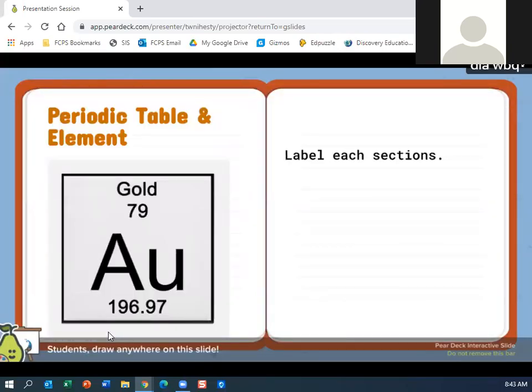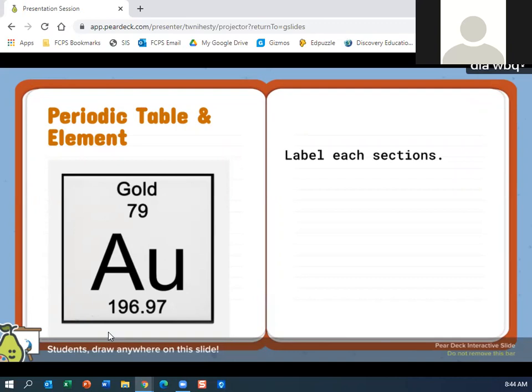Now for the following question, I want you guys to label it on your screen and tell me what each of those represents. You don't have to represent the gold and the AU because that's kind of simple. Just tell me what those numbers are. So remember what I told you about decimals and whole numbers. Mass number is a whole number. The atomic mass is the decimal. Type your answer or draw or whatever you like.